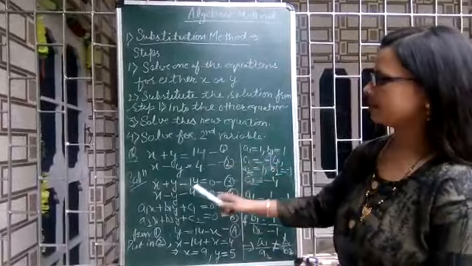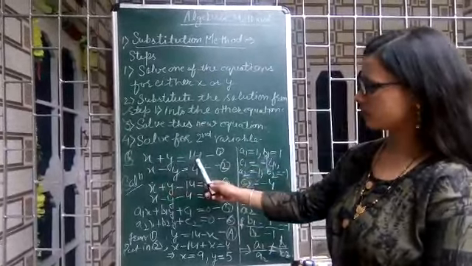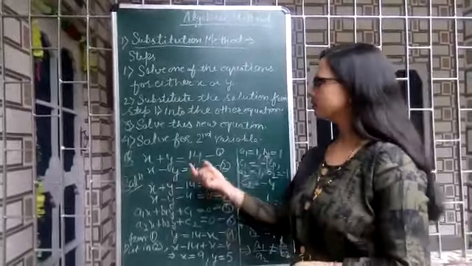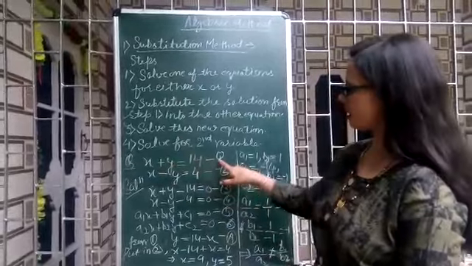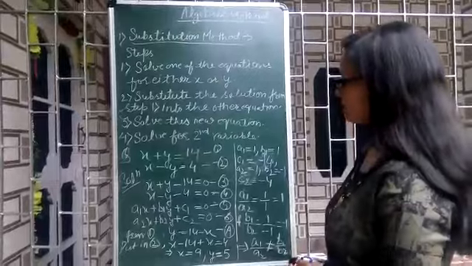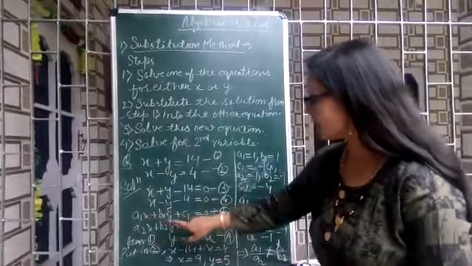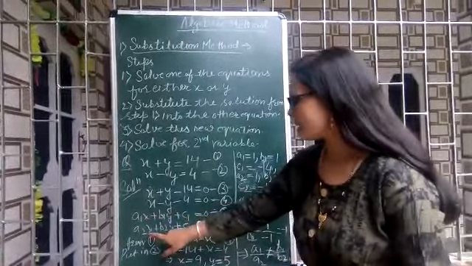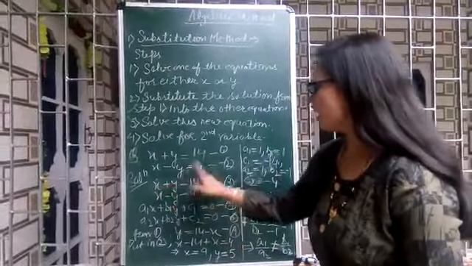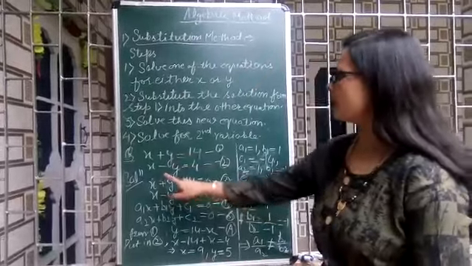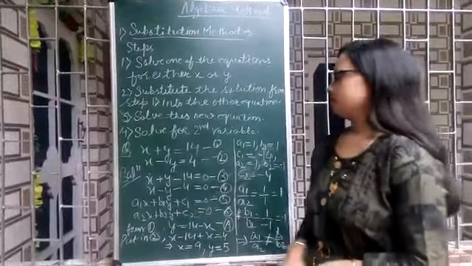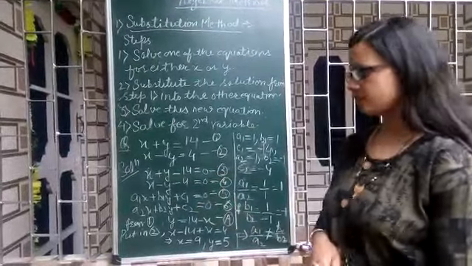Here we have two equations: x plus y equal to 14 and x minus y equal to 4. Assume this is equation 1 and this is equation number 2. First, we have to write these equations in the form of a1x plus b1y plus c1 equal to 0 and a2x plus b2y plus c2 equal to 0. So, let's write x plus y minus 14 equal to 0 and x minus y minus 4 equal to 0. This is equation number 3 and this is equation number 4.